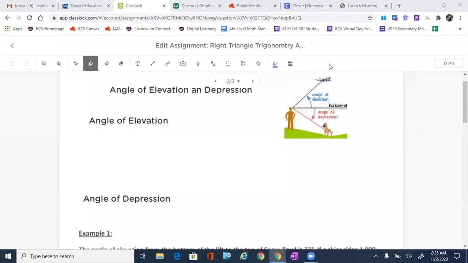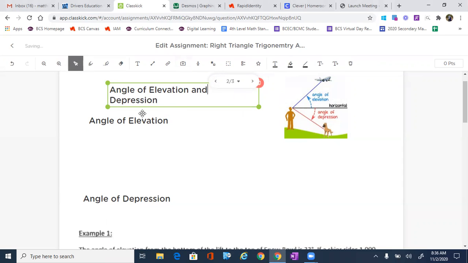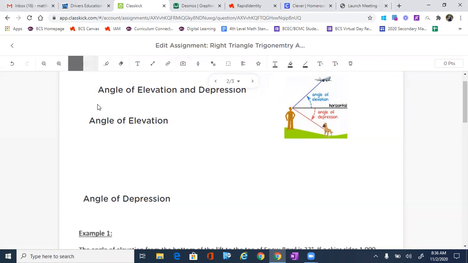All right, y'all, we're going to be looking at the angle of elevation and depression. The angle of elevation and the angle of depression are really just going to be talking about looking up and looking down. Now, the hard part is people typically draw the looking down angle incorrectly. So that's what we're going to focus on today.